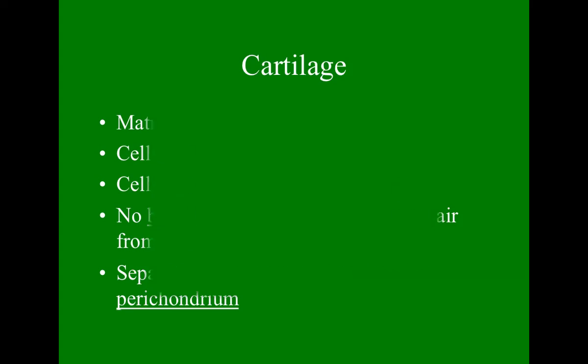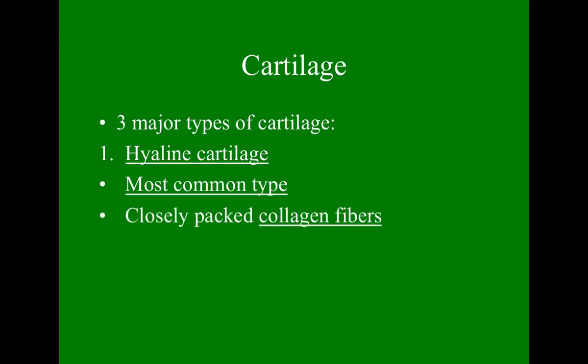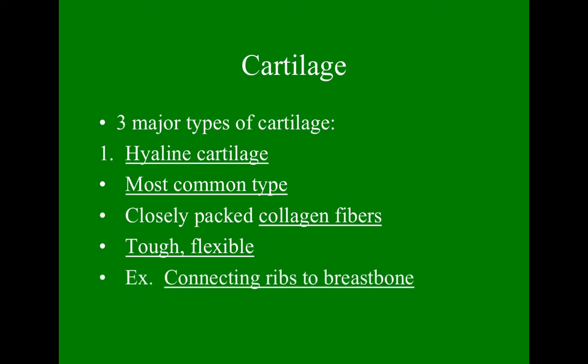Now we have three major types of cartilage in the body. The first one is hyaline cartilage, and this is the most common type of cartilage that we have. It has very closely packed collagen fibers that make this type of cartilage very tough but still flexible. For example, this is the type of cartilage that attaches our ribs to our breastbone. So it has to have some flexibility that allows the ribs to stretch and flex when we breathe. However, it can't be very easy to break. It has to be very, very tough because this happens over the course of our entire lifetime.